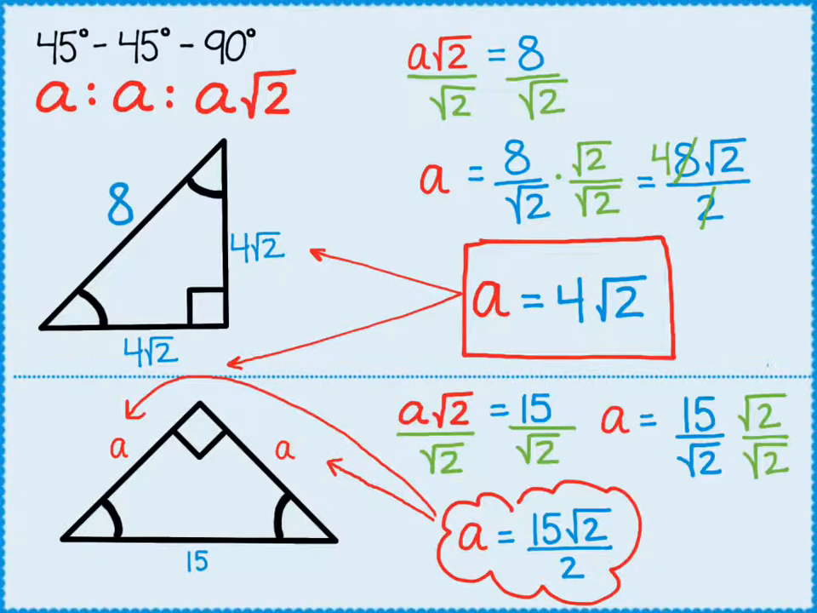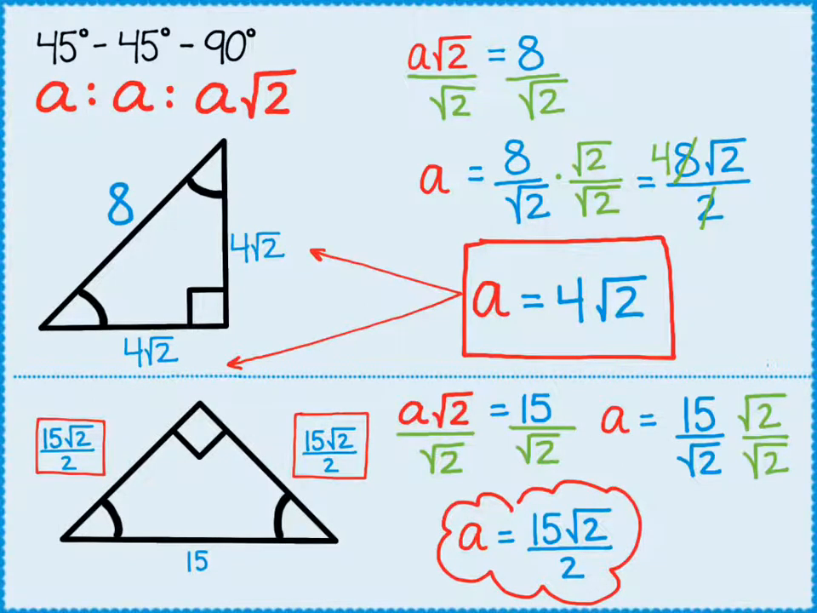And we need to put that over in our diagram over here. And so A equals 15 root 2 over 2, just writing it in that way in the picture. So if you had this as a quiz problem or something, you could just label it in the diagram like that.